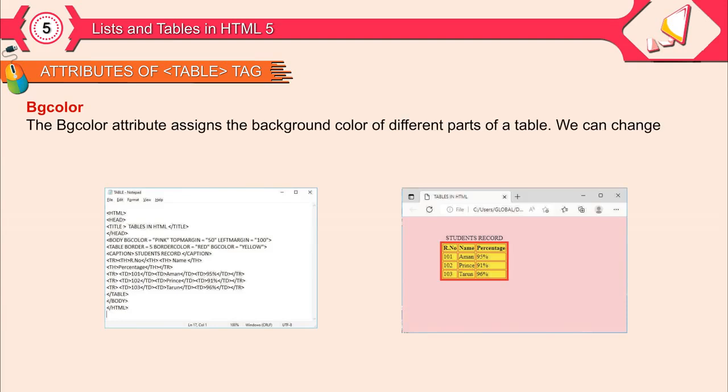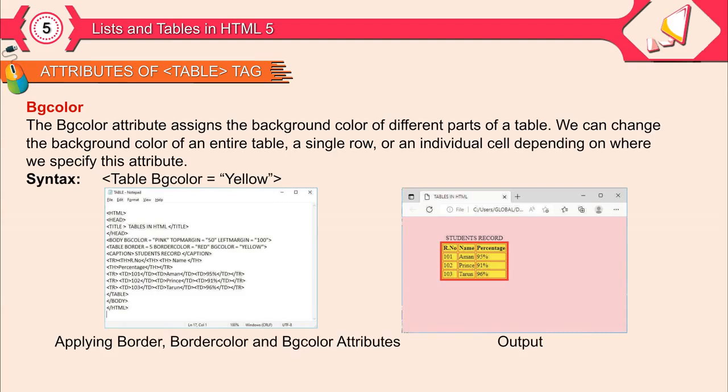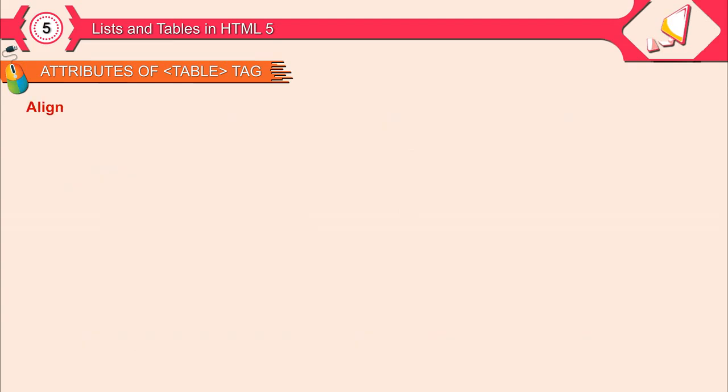BG color. The BG color attribute assigns the background color of different parts of a table. We can change the background color of an entire table, a single row, or an individual cell depending on where we specify this attribute. Syntax. Table BG color is equal to yellow. Applying border, border color, and BG color attributes, output.